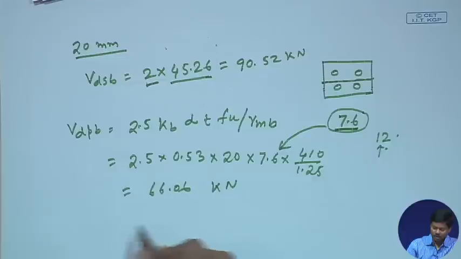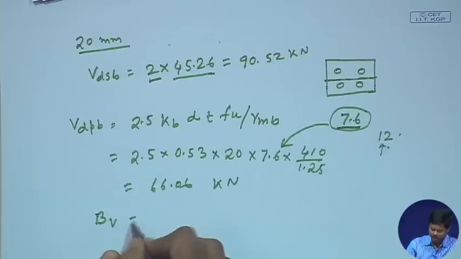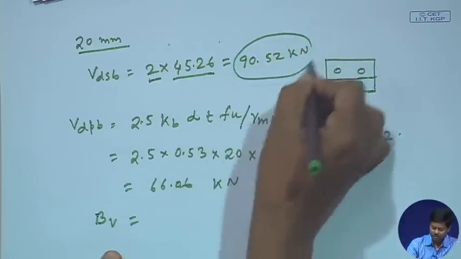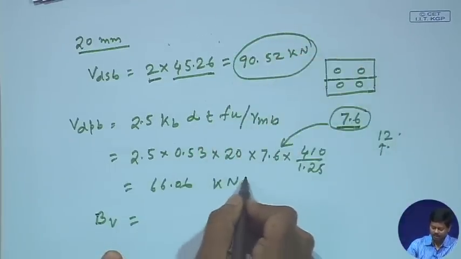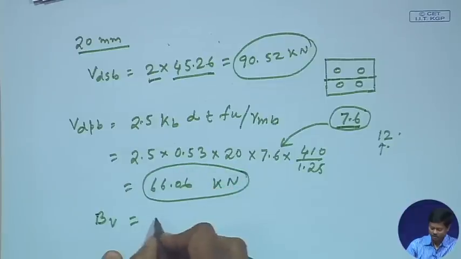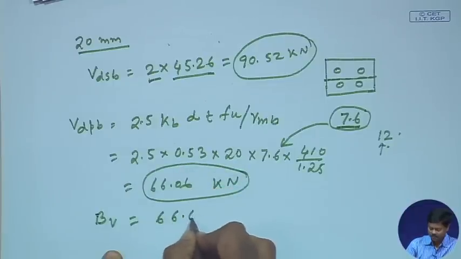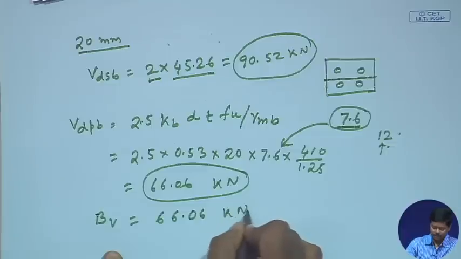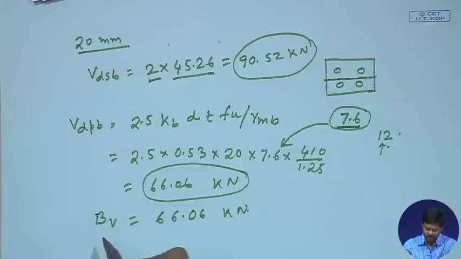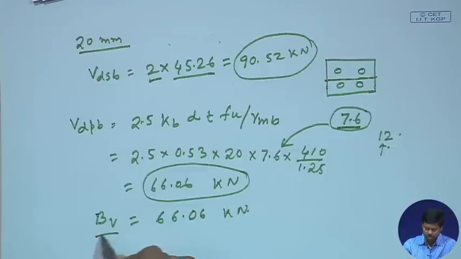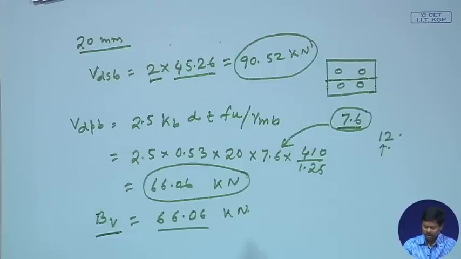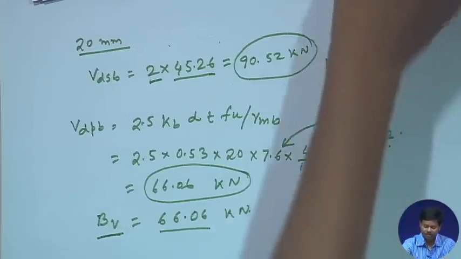So the strength of the 20 mm bolt is the lesser of these two, strength due to double shear and strength due to bearing. So we find it as 66.06 kilonewton. The strength of bolt we finally found as 66.06 kilonewton.